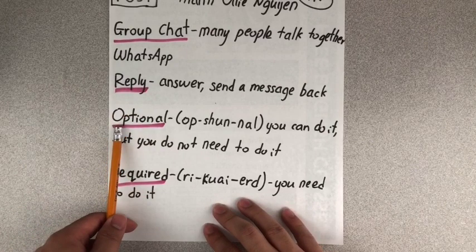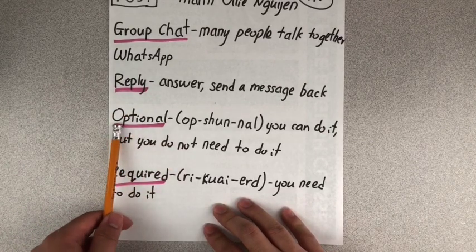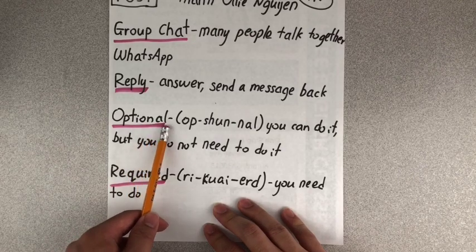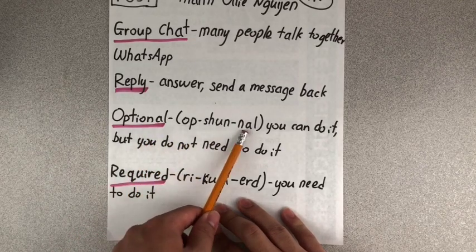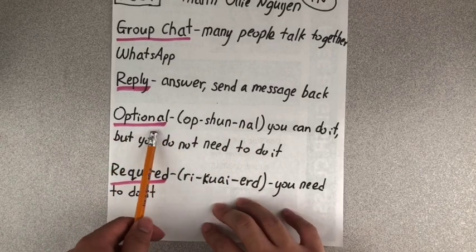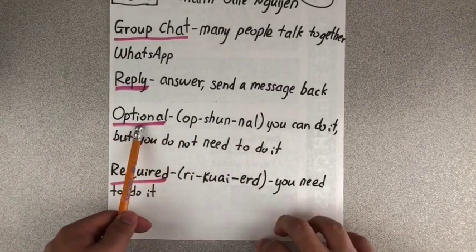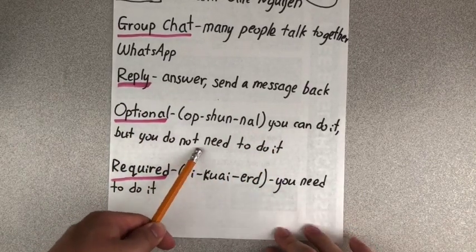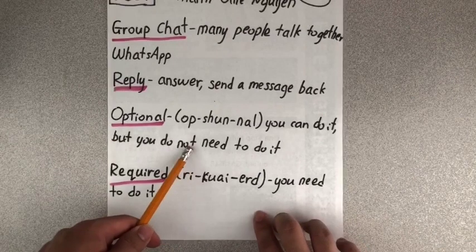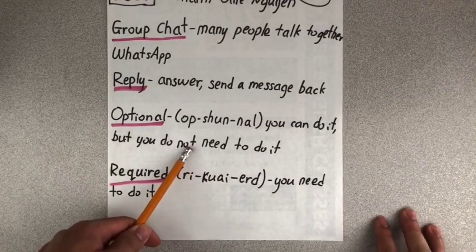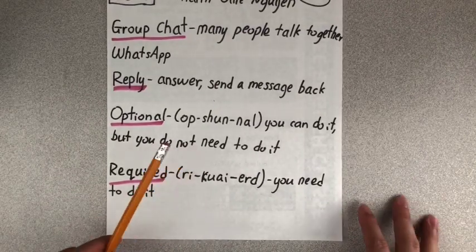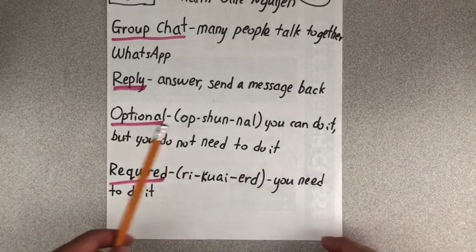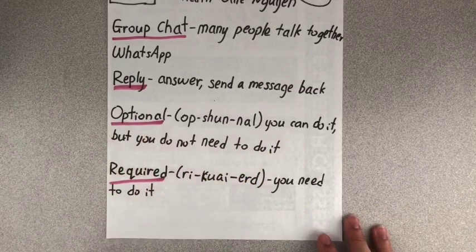This is a new word, optional. O-P-T-I-O-N-A-L. Optional means if you want to do something, you can do it, but you do not need to do it. So if I go to the store and I buy flowers, or if I buy a toy, it's optional. I don't need to buy flowers. I don't need to buy a toy. But if I want to buy one, I can. It's optional.